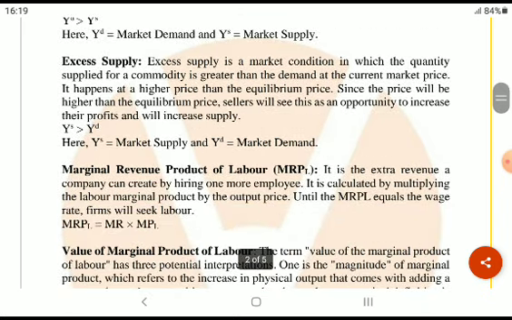Excess supply is a market condition in which the quantity supplied for a commodity is greater than the demand at the current market price. It happens at a higher price than the equilibrium price. Since the price will be higher than the equilibrium price, sellers will see this as an opportunity to increase their profits and will increase supply. YS is greater than YD. Here YS is the market supply and YD is the market demand.